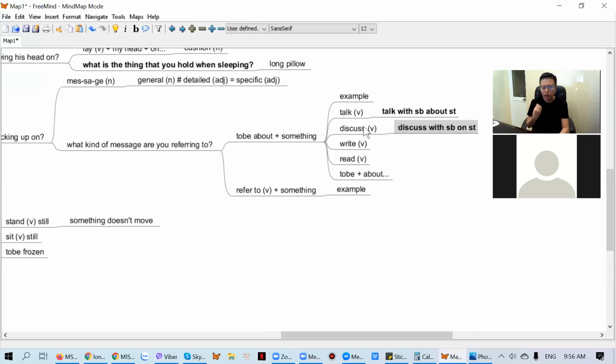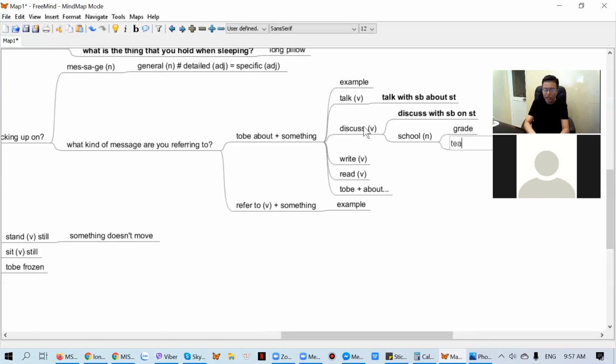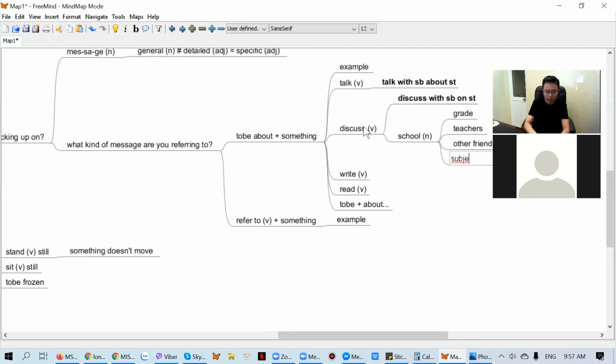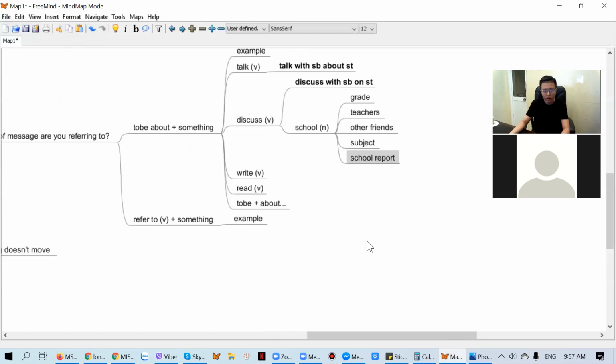So what do you usually discuss with your friends, okay? What do you discuss with your friends? Yeah, if you are talking about school, but you should think about teachers, other friends, subjects, score report. So here are my ideas. So when it comes to score, what do you usually discuss with your friends when it comes to score?